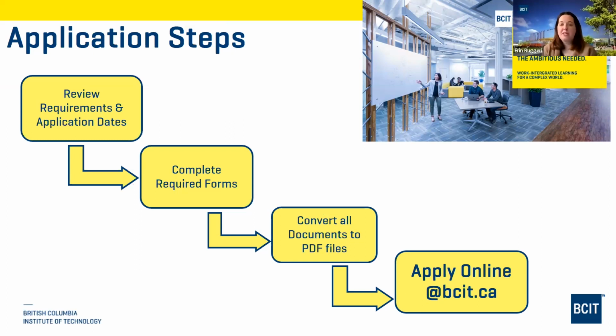So the steps to apply: review all the requirements on our website, go over all the dates, complete the required form as I mentioned. Just want to note that everything does get converted to PDF and you apply online at bcit.ca. If you're anything like me, you went to school before we did online applications, and we used to mail things or hand them in directly, and no, we don't do that anymore. Now we want to receive everything online, digitally, just PDFs. That includes your transcripts. You don't need the transcript with the wax seal on the back and it all folded up together. You really can just open that up, scan it, or take a picture of it, and that's good enough for us.